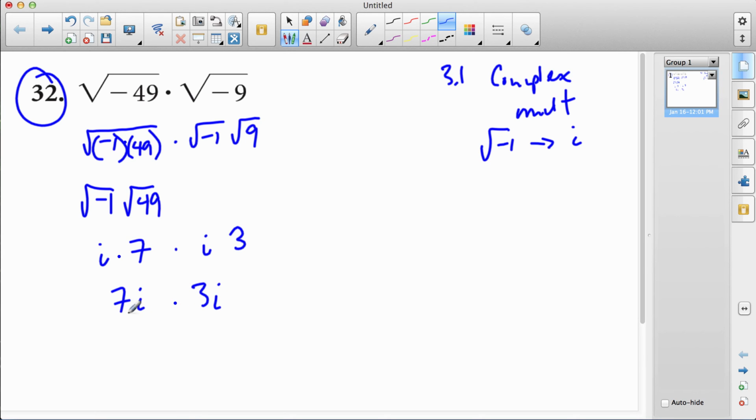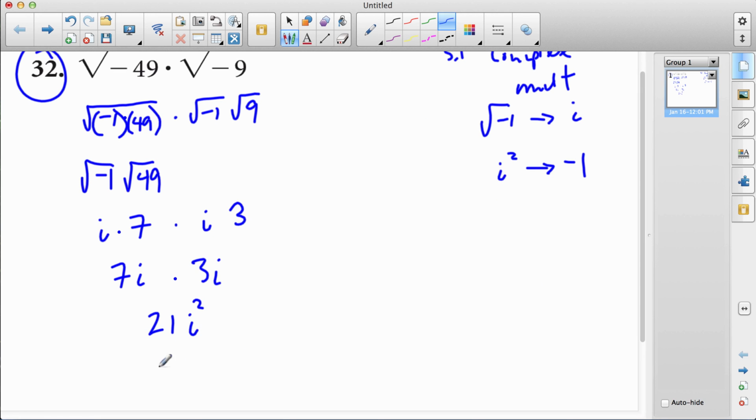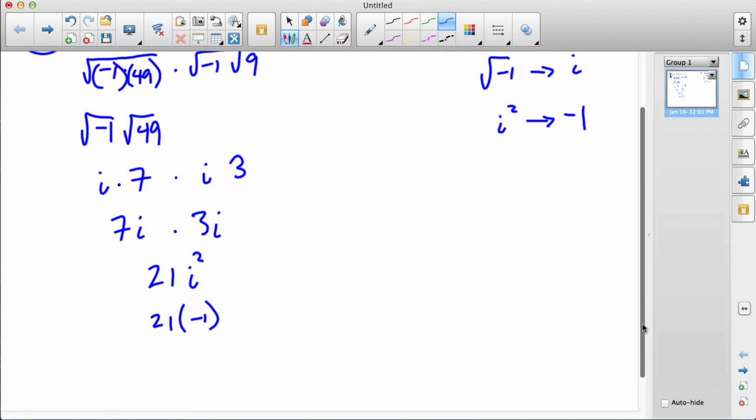Now you can multiply these and you can treat the i's just as you would a variable. So 7 times 3 would be 21. i times i would be i squared. Another rule that we've mentioned in the book or in the other Scribblecast is that anywhere you see an i squared, you can make that into just a plain -1. No square roots, just a plain -1. Here I see an i squared, so I can change that from i squared to -1. Now I've got 21 times -1, and 21 times -1 would be -21.